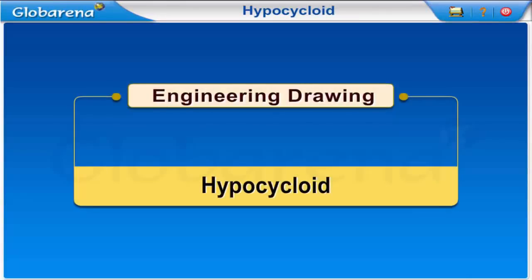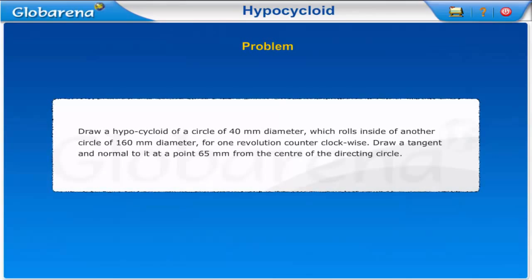Hypocycloid. Problem. Draw a hypocycloid of a circle of 40 mm diameter which rolls inside of another circle of 160 mm diameter for one revolution counterclockwise. Draw a tangent and normal to it at a point 65 mm from the center of the directing circle.